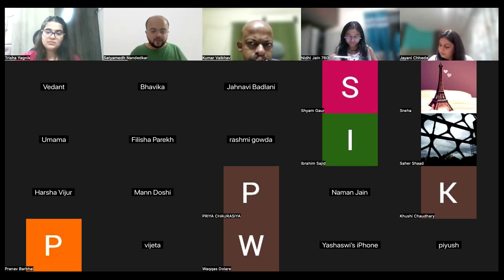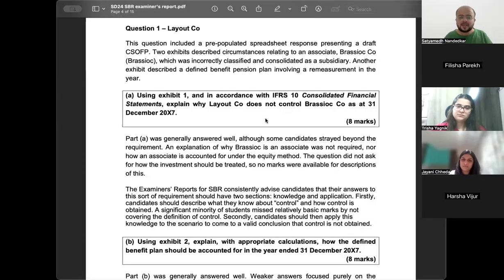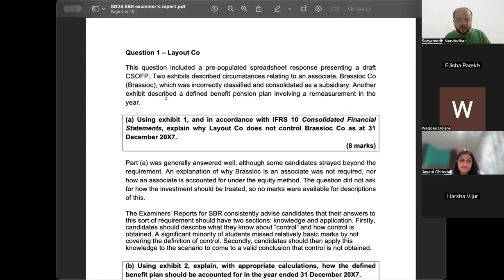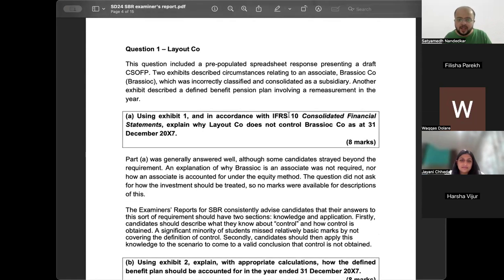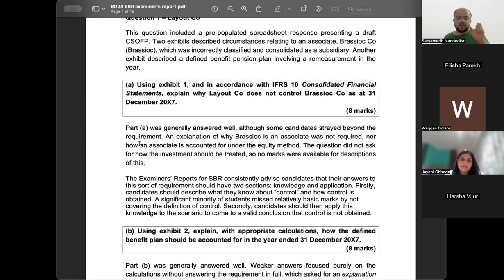चलो, let's look at the examiner report. This is the best thing to do, दूसरे की मिस्टेक से खुद सीखना. Okay, question 1. Using Exhibit 1 and in accordance with IFRS 10 Consolidated Financial Statements, explain why Layout Company does not control Braziok Company as at 31st of December 2007. Now, when the question says explain why one company does not control the other company, where should your mind go?